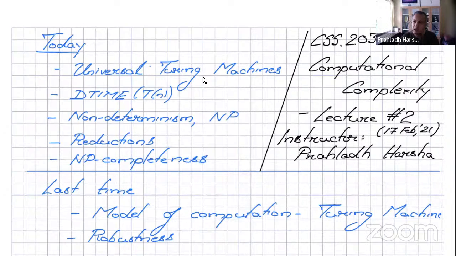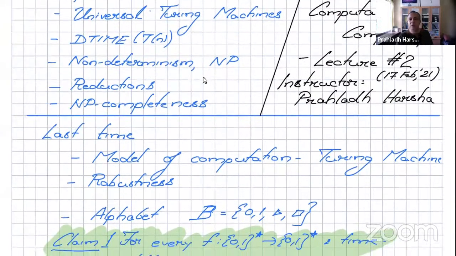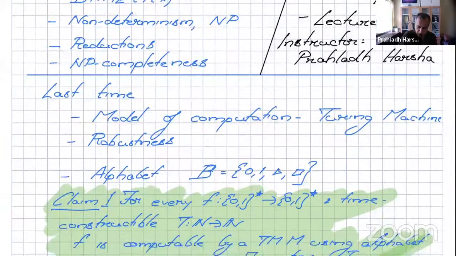Any questions from last time? So we had defined this model of computation, the Turing machine, and commented on some robustness of this model. We defined a Turing machine based on a tuple, which is the number of tapes, the alphabet, the state space, and the transition function. That was the Turing machine for us.